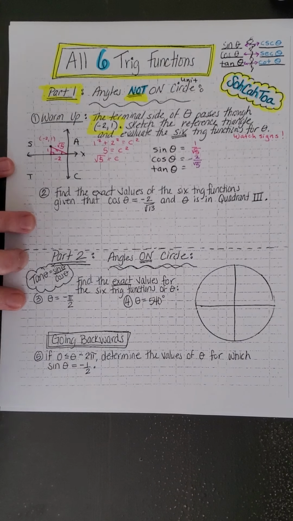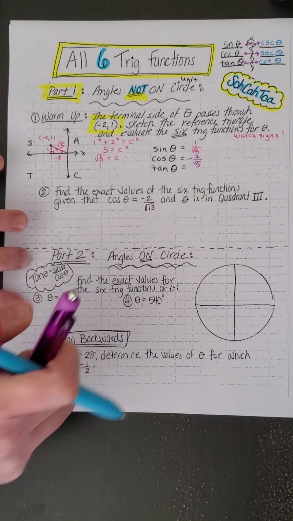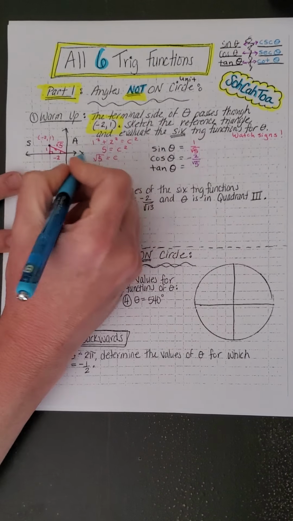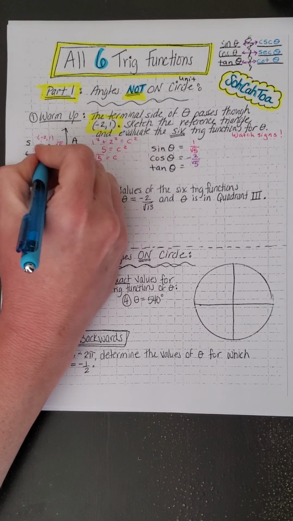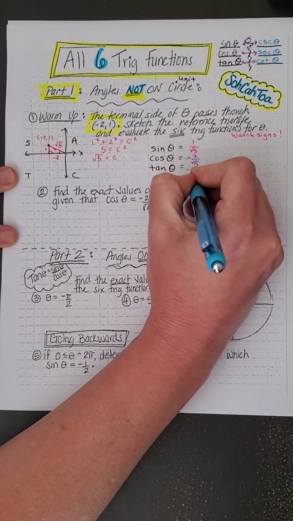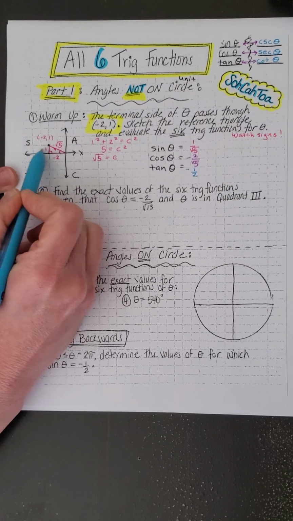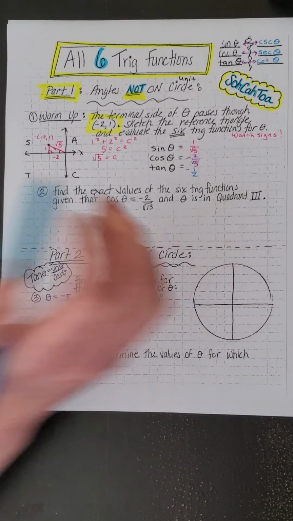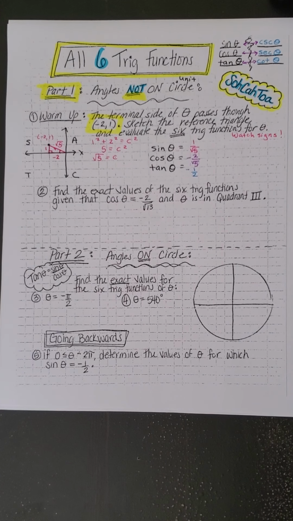And tangent is opposite over adjacent. So opposite over adjacent, which would be -1 over 2. Right, one of these has to be negative. I prefer to put the negative out front or in the numerator.